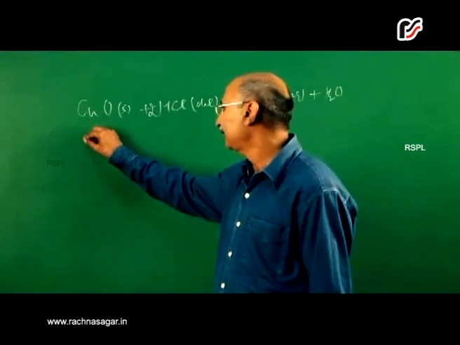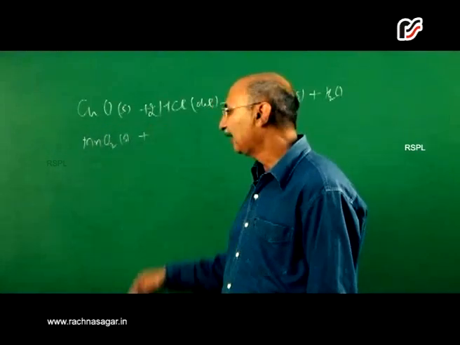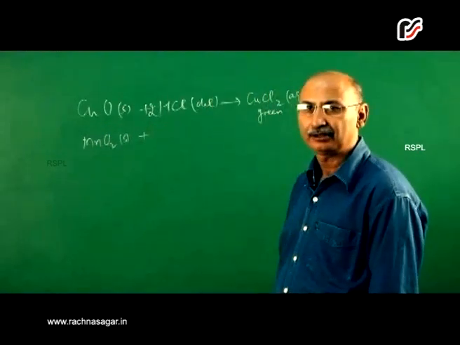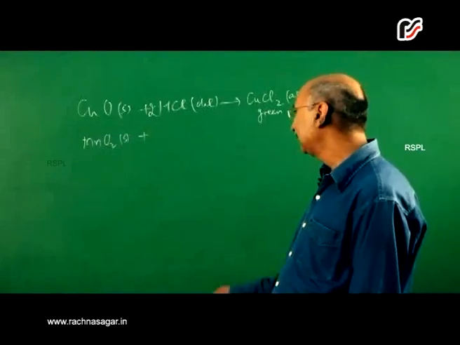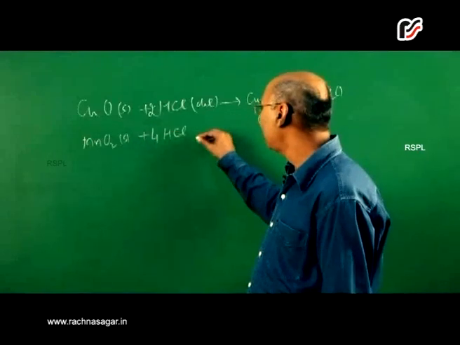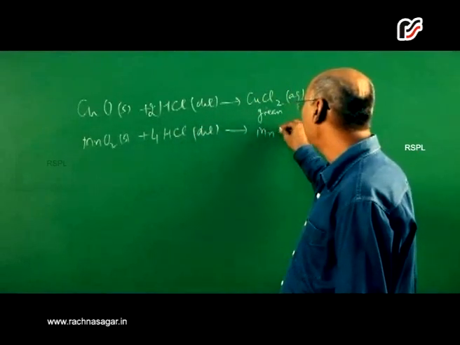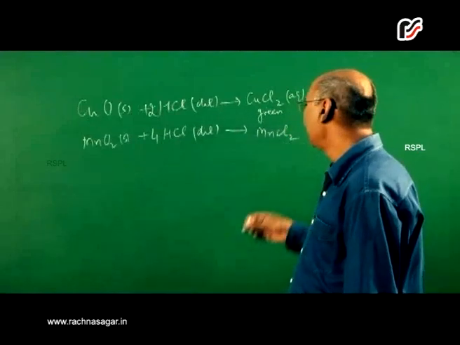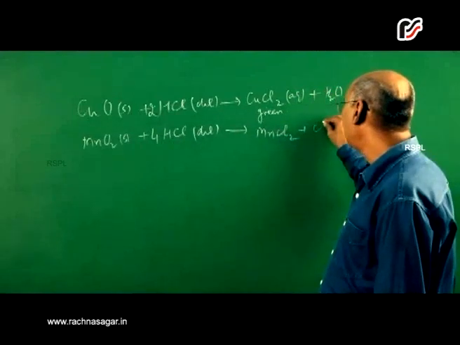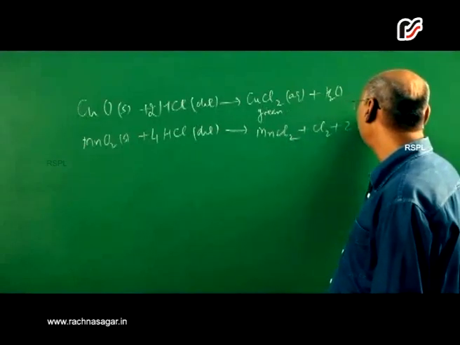Another reaction we can take up is with manganese dioxide. Tell me, is manganese dioxide acidic, basic or neutral? Basic. It is basic in nature. MnO2, being basic in nature, will react with dilute acid and result in the formation of manganese chloride, MnCl2, but chlorine gas as well as water will be formed.